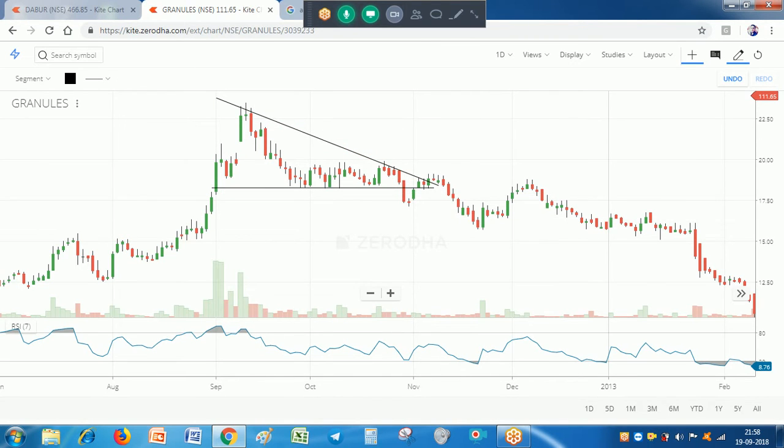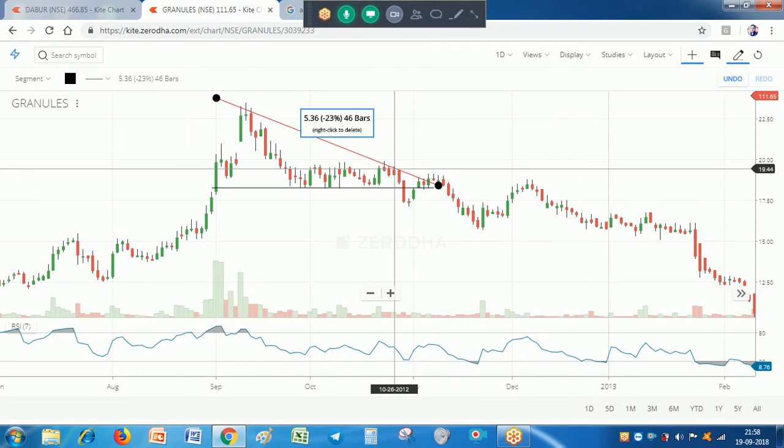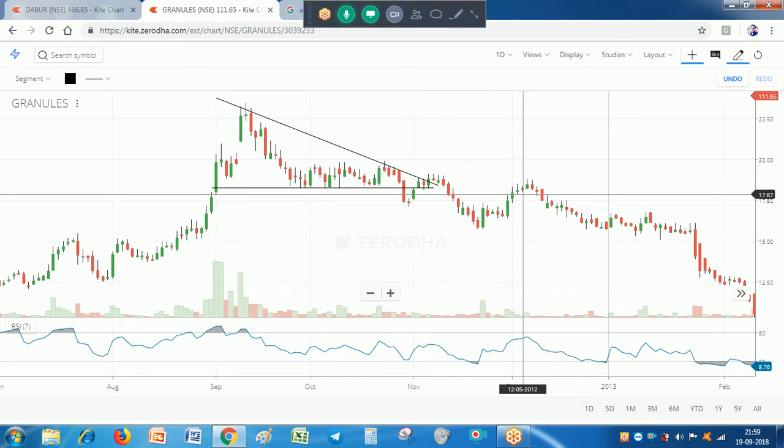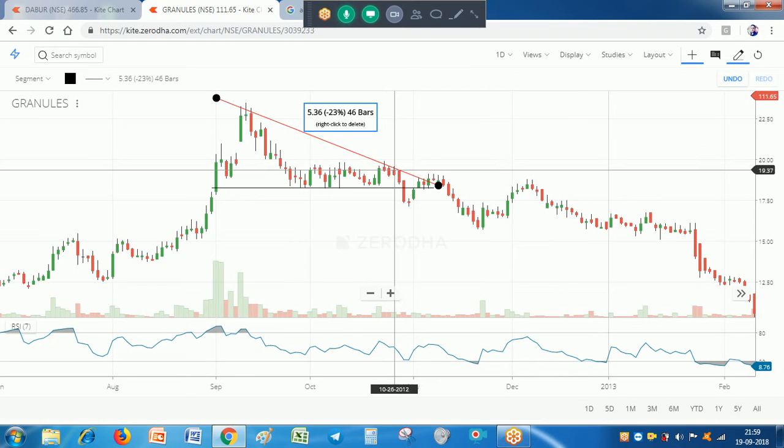Okay, so you could see here it has given a breakout of this day. Here we need to keep a stop loss at this level. The stop loss was 19 only. Okay, it's a small stock. So its stop loss is somewhere around 19-20. For the safe side, we may keep 20. Okay, 19, 20, it's a stop loss.